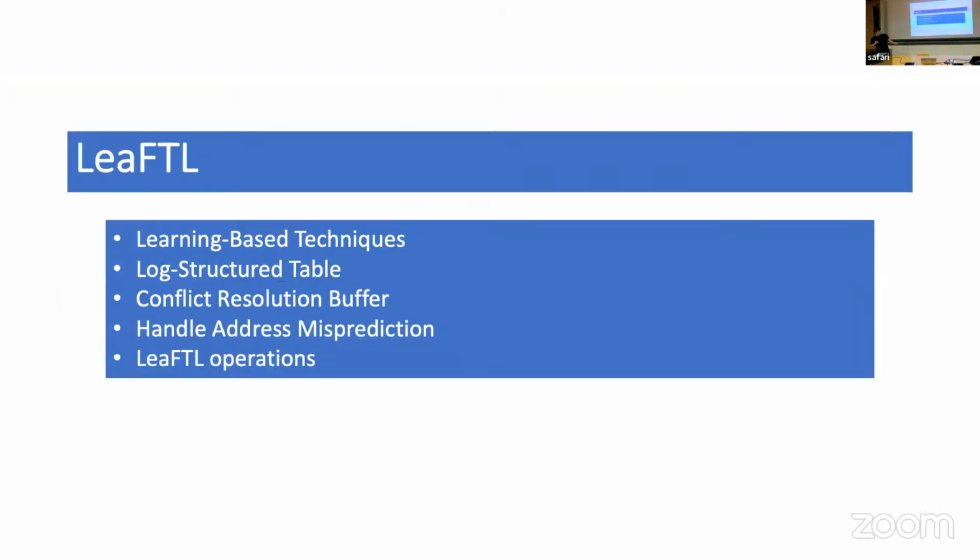So now we'll speak about LeaFTL, which is the new optimization. First of all, I will go over the learning-based techniques. Then the log structured table, which is basically where we store our new segments. Then the conflict resolution buffer, which is basically a way to address approximate segments. And then handling address misprediction, because having approximate segments, we will have misses. And also a bit about how LeaFTL actually works.